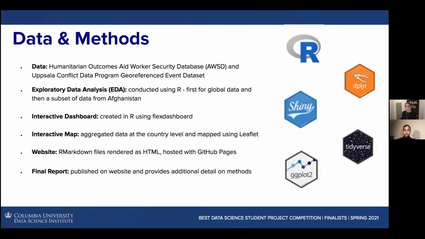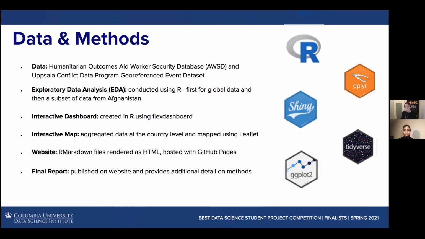So we scraped data from the Aid Worker Security Database by Humanitarian Outcomes, which has data on aid worker attacks globally since 1997. We imported the data into R, cleaned it using various tidyverse packages, and conducted EDA. Our EDA examined various trends in global attacks. We also focused additional exploratory analysis on Afghanistan, supplemented by data from the Uppsala Conflict Data Program.